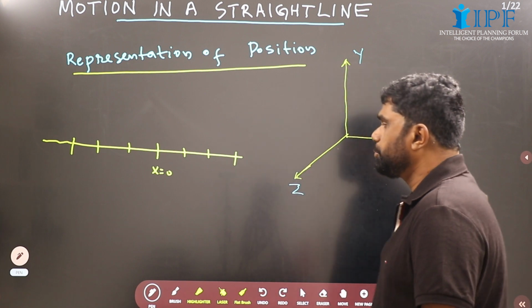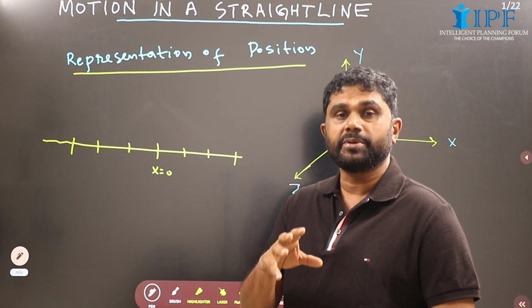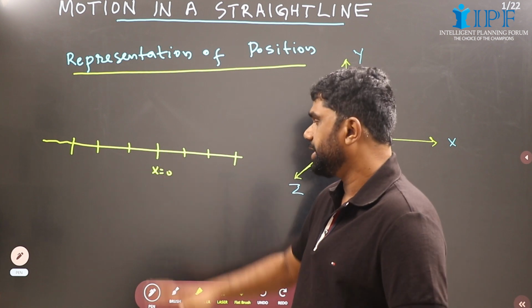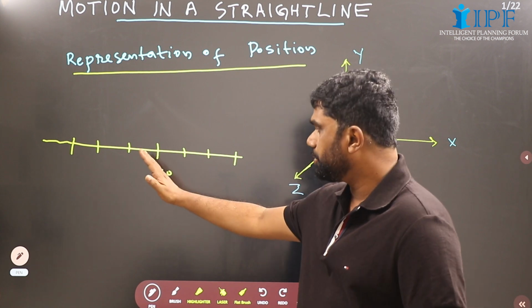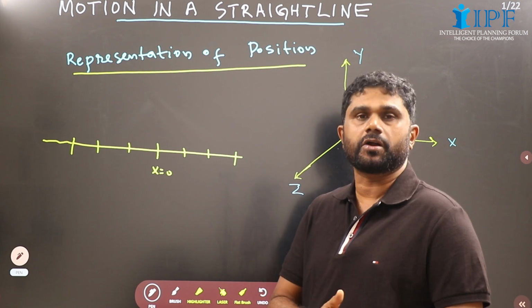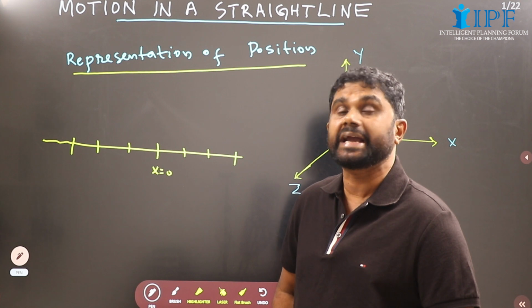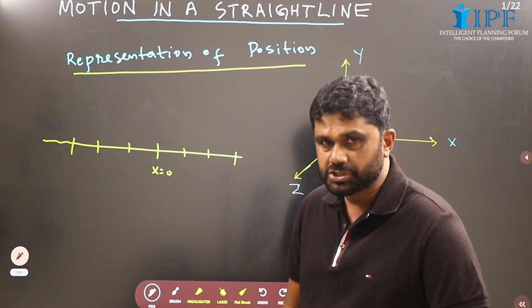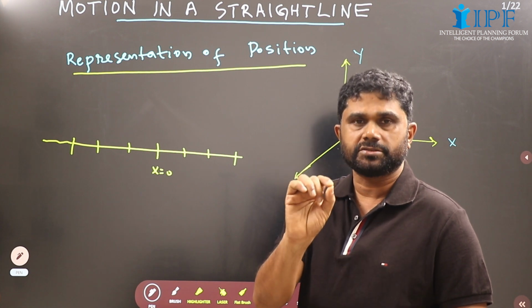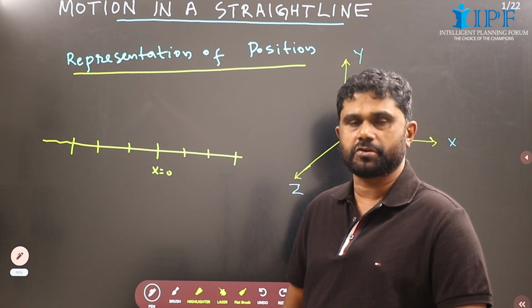So then see, the position of the body on that straight line can be represented by its x coordinates. Suppose this is the origin, x equal to 0. Any point on the right side of this origin will be represented by a positive coordinate, and any point on the left side will be represented by a negative coordinate. As the motion is restricted to this line, only one coordinate, that is the x coordinate, will be necessary to represent the position of the particle.